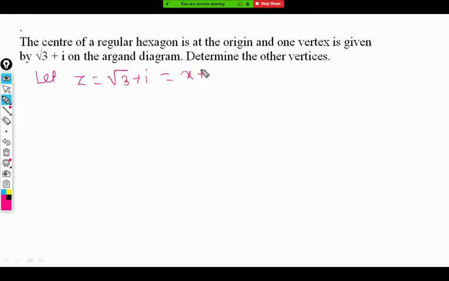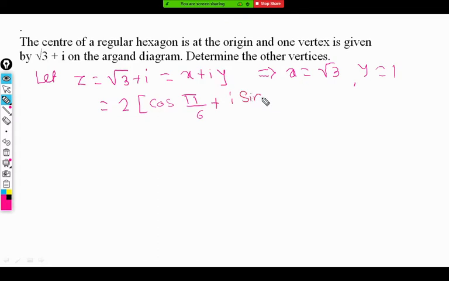Compare this with x plus iy. What is x? Root 3. y is 1. What about r and theta? r is 2, and theta is tan inverse of y by x, tan inverse of 1 by root 3, which is pi by 6. I'm not calculating, you check, all of you. Is it correct? So z to the 6 is minus 64. Where is minus 64?